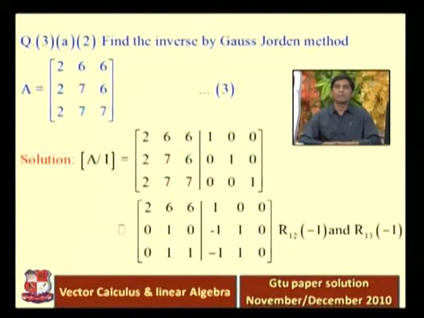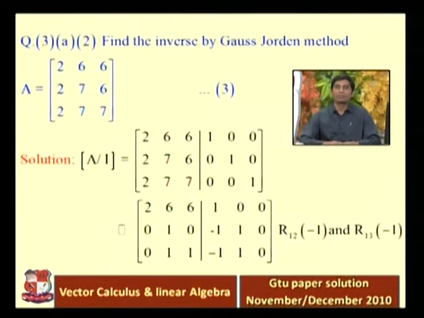Now, using row operations, we want the identity matrix on the left hand side, and whatever we get on the right hand side is exactly the inverse of the given matrix. So using some row operations, we want the identity matrix on the left hand side of the augmented matrix, and whatever we get in the right hand side part is exactly our inverse of the given matrix, right? So here is our first process.